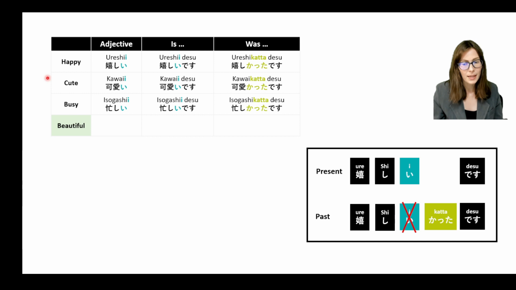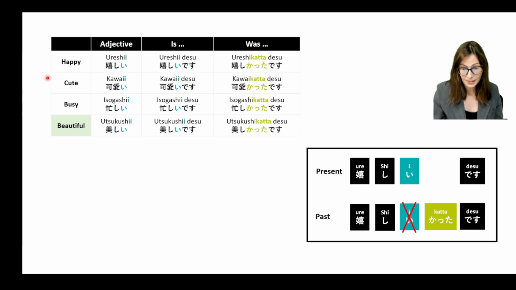How do we say beautiful? Do you remember? It is 美しい, right? How do you say that in the present? It would be 美しいです, right? And what about the past? It would be 美しかったです, right? Excellent. Let's see the next one.